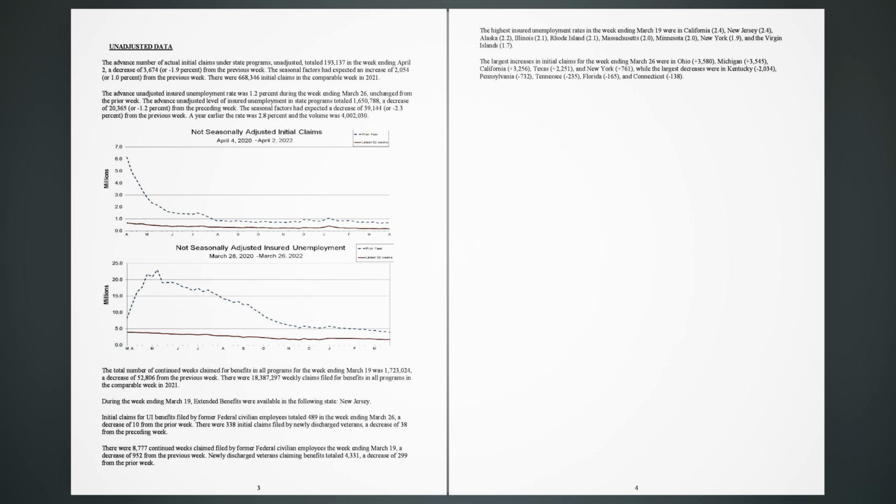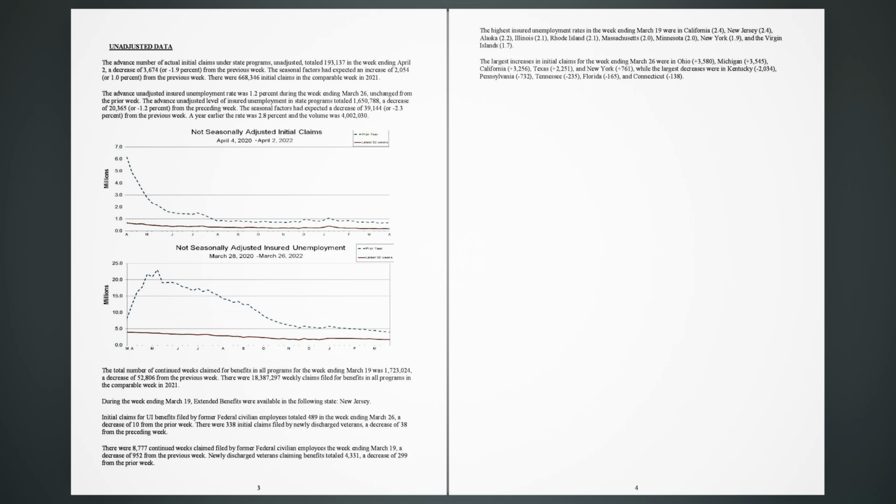The seasonal factors had expected an increase of 2,054, or 1.0%, from the previous week. There were 668,346 initial claims in the comparable week in 2021. The advance unadjusted insured unemployment rate was 1.2% during the week ending March 26, unchanged from the prior week. The advance unadjusted level of insured unemployment in state programs totaled 1,650,788, a decrease of 20,365, or minus 1.2%, from the preceding week.